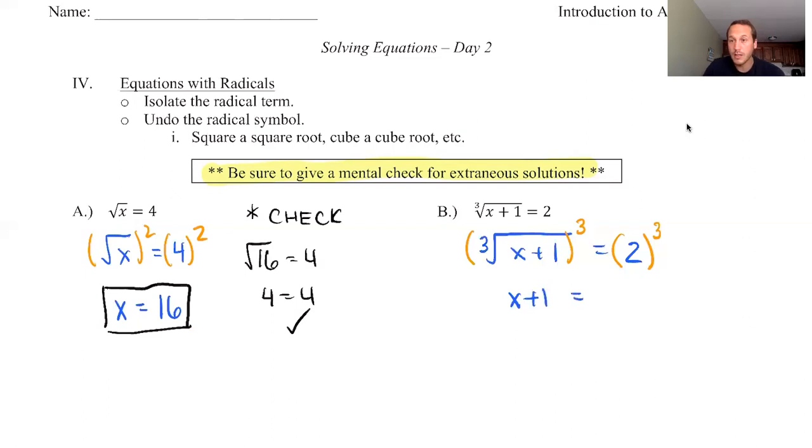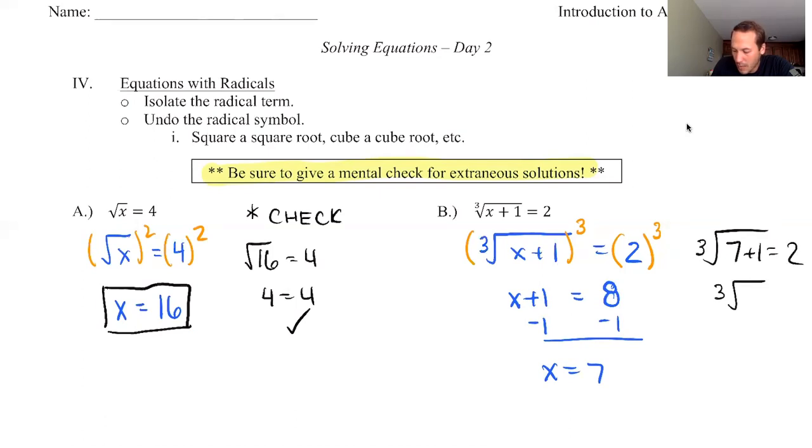2 to the third is not going to be 6. That is 2 times 3. That is a bad mistake to make in this class. 2 times 2 is 4, times 2 is 8. So we're left with 8. Subtract 1 on both sides, I get 7. Again, mental check. Cube root of 7 plus 1 is 2. Cube root of 8 is 2. 2 equals 2. This is a good answer.